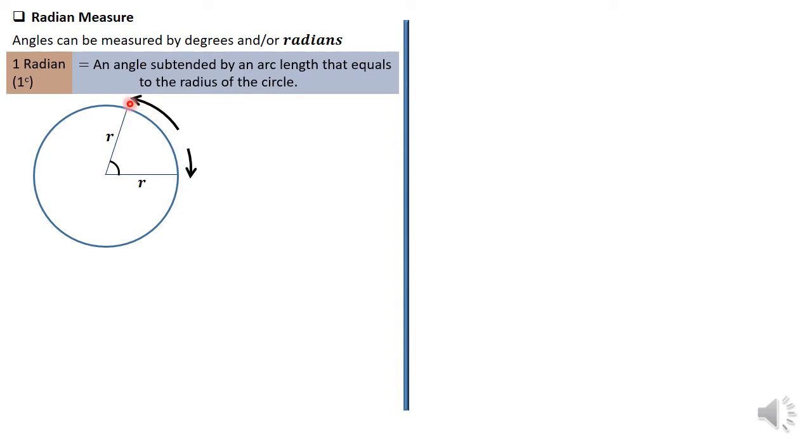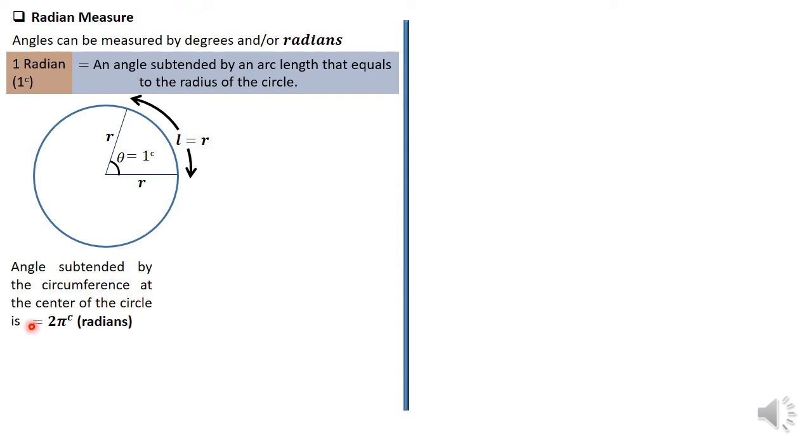If there's an arc length L which equals R, that means this distance along the circumference equals R, the radius. The angle that this arc subtends at the center of the circle, theta, should be equal to 1 radian. And that's the definition for radian: an angle at the center of a circle that is subtended by an arc length that is equal to the radius of the circle. Let me also say that an angle subtended by the circumference at the center of a circle normally should be equal to 2 pi radians. I should explain this because of how this is necessary in terms of converting angles from degrees to radians and vice versa.